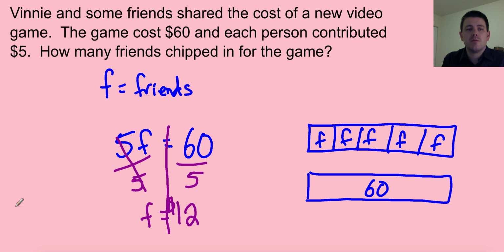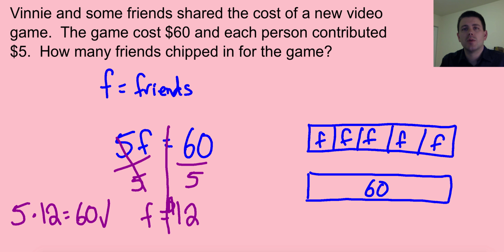Let's check our answer. 5 times f, well, we said f is equal to 12. 5 times 12 is 60. That matches the answer I want, so I know my answer is correct, and I'm good to go. So that's how we solve our multiplication equations. We use division to solve our multiplication problems. We use it to undo the multiplication.